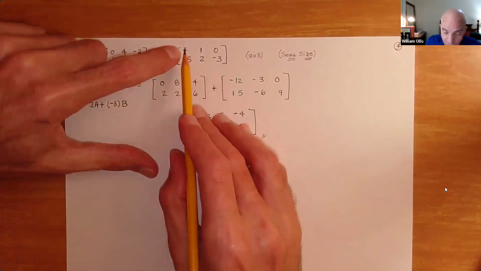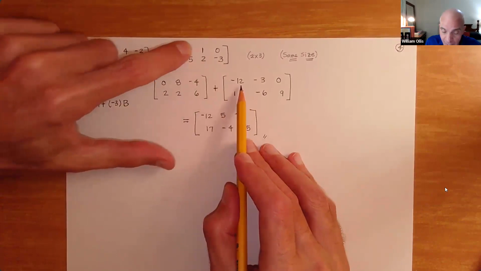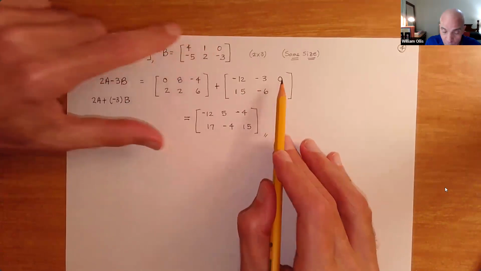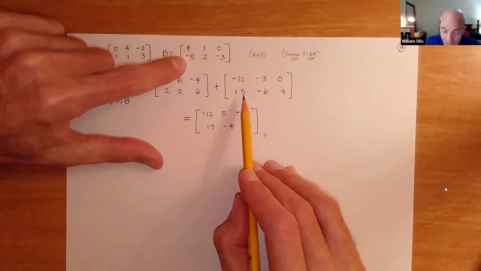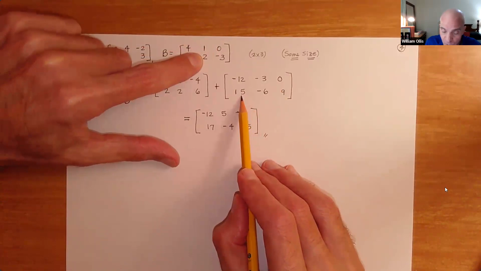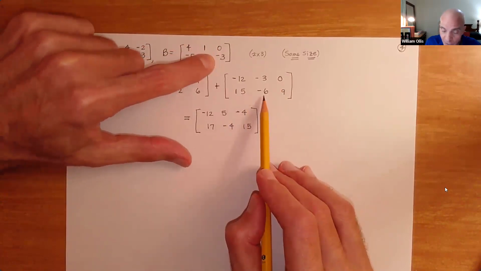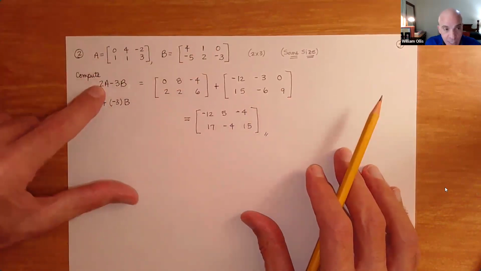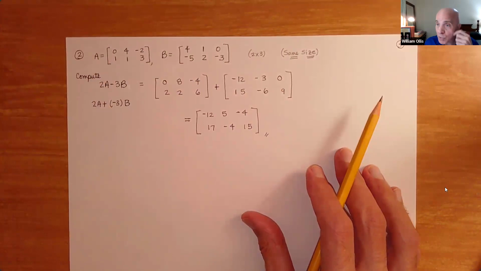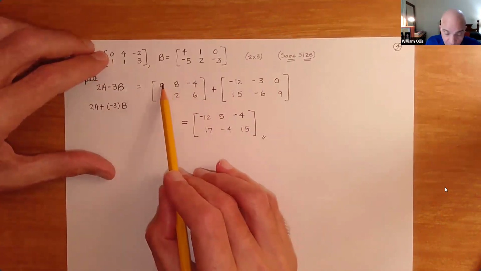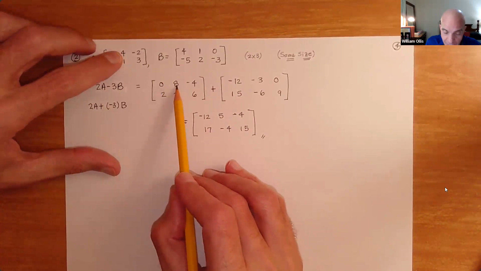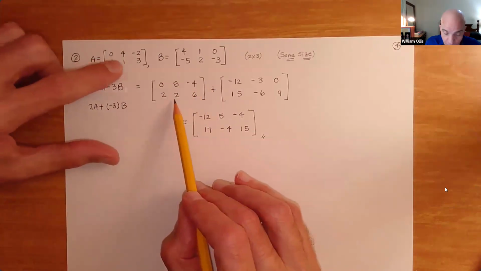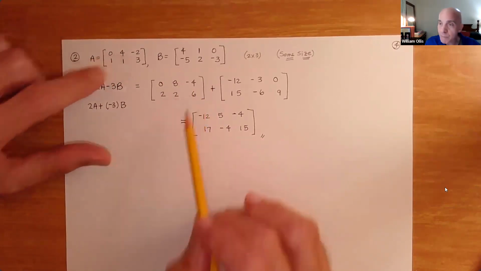Notice here, negative 3 times 4 is negative 12. Negative 3 times 1 is negative 3. Negative 3 times 0 is 0. Negative 3 times negative 5 is positive 15. Negative 3 times 2 is negative 6. And negative 3 times negative 3 is 9. Now, of course, we can do the same for 2A, just multiply each of the entries in matrix A by 2. So the 0 becomes a 0, 4 becomes an 8, negative 2 becomes negative 4, 1 in both cases becomes 2, and 3 becomes 6.